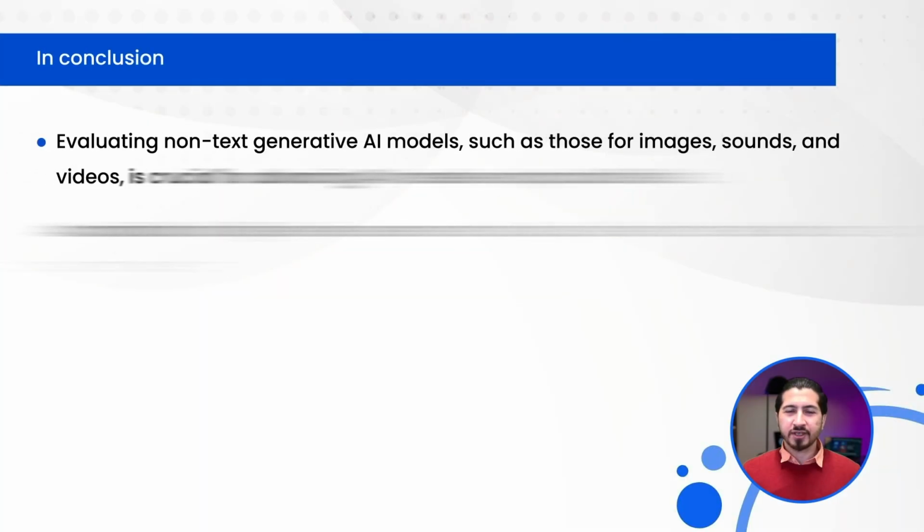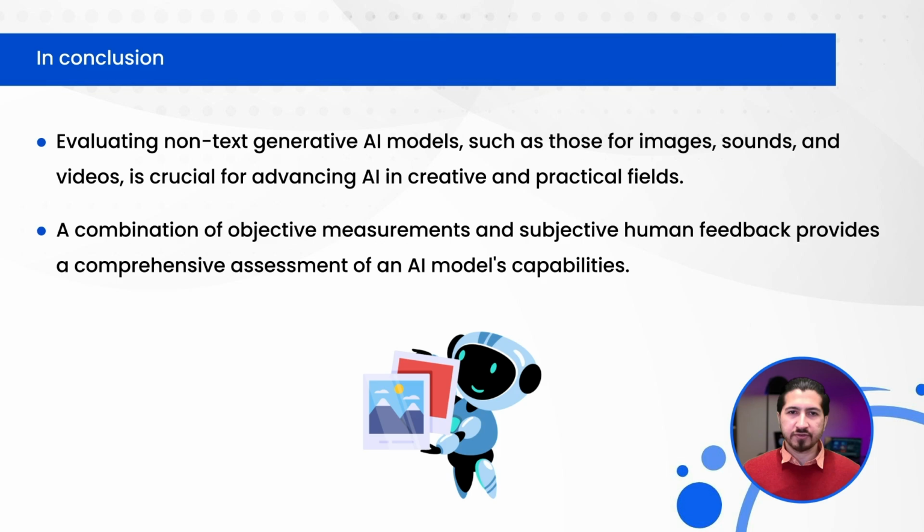In conclusion, evaluating non-text generative AI models for images, sounds, and videos is essential to advance AI in creative and practical applications. By combining objective measurements with subjective human feedback, we get a comprehensive view of an AI model's capability. This approach ensures the AI-generated content is technically sound and resonates with people, which is crucial for developing useful and appealing generative AI applications.